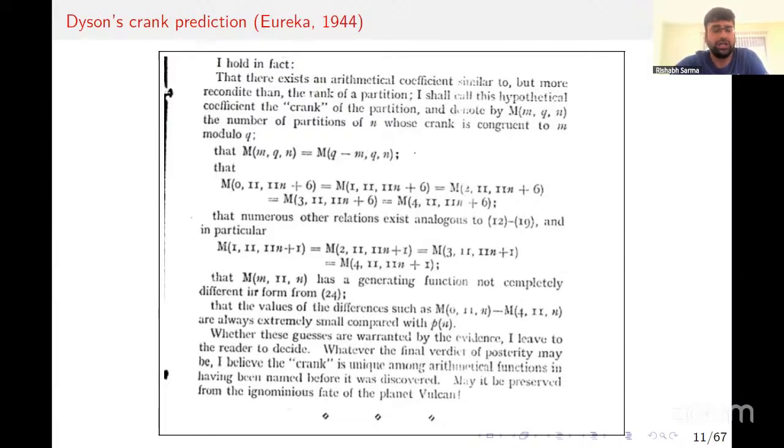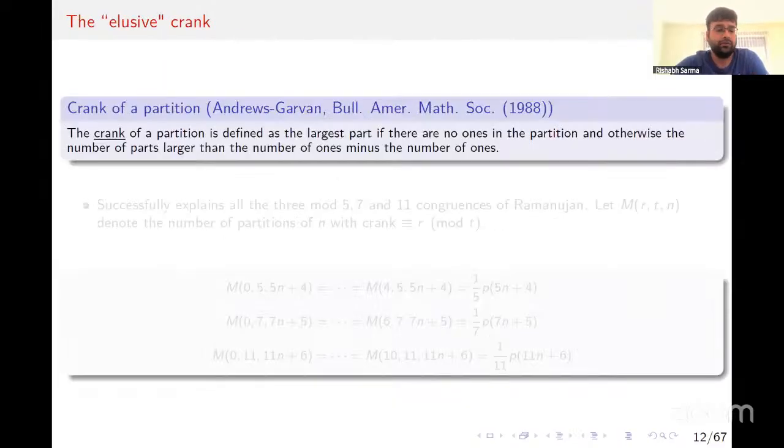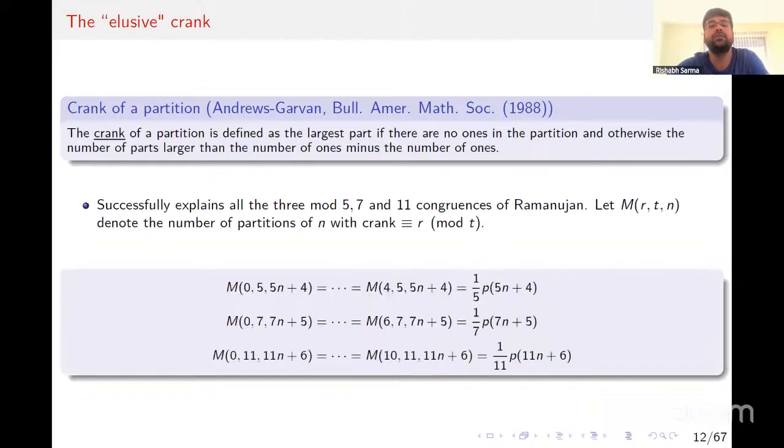And it was not until 44 years later, I believe, when George Andrews and Frank Garvan found the crank of a partition. They define it as the largest part if there are no ones in the partition. Otherwise, it is the number of parts larger than the number of ones minus the number of ones. And it not only explains the mod 11 congruence of Ramanujan, but it also divides the partitions of 5n plus 4, 7n plus 5 and 11n plus 6 into 5, 7, and 11 equinumerous classes.